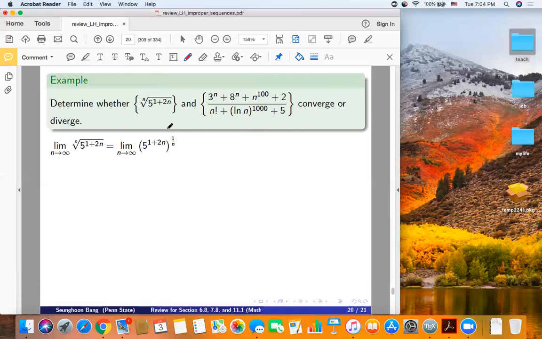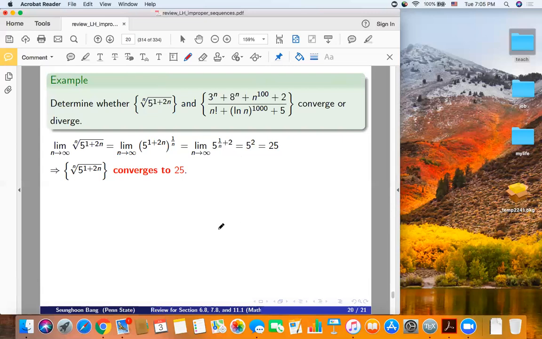The next, distribute. So distribute 1 over n: 5 to the 1 over n plus 2, exactly 5 squared. So we have 25. This is not an infinity to the 0 form. Yes, infinity to the 0 form is right, but this is a little bit different. You can use this kind of thing.